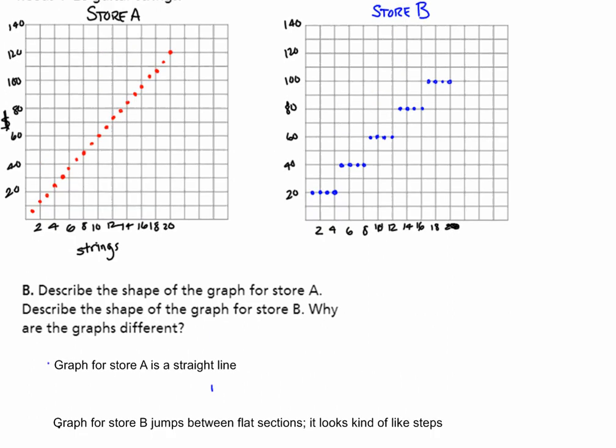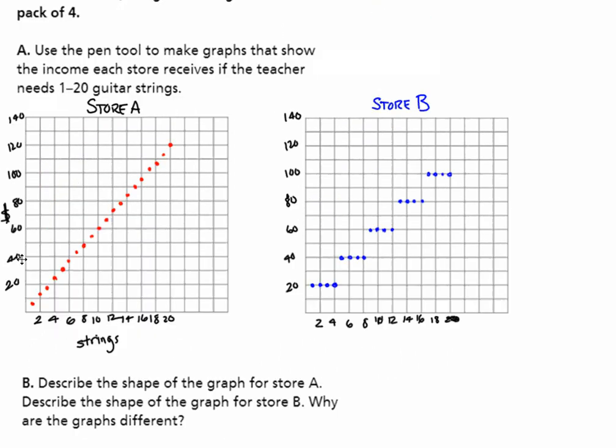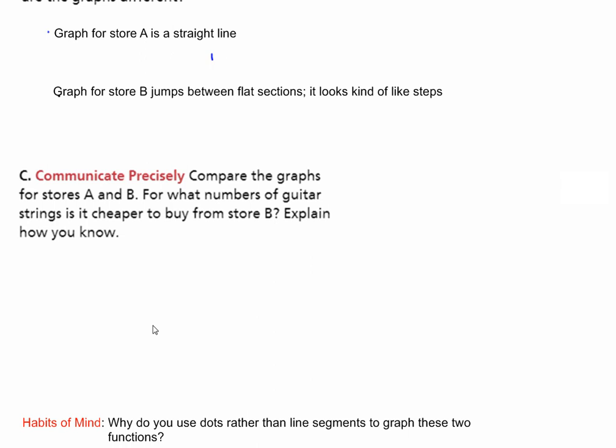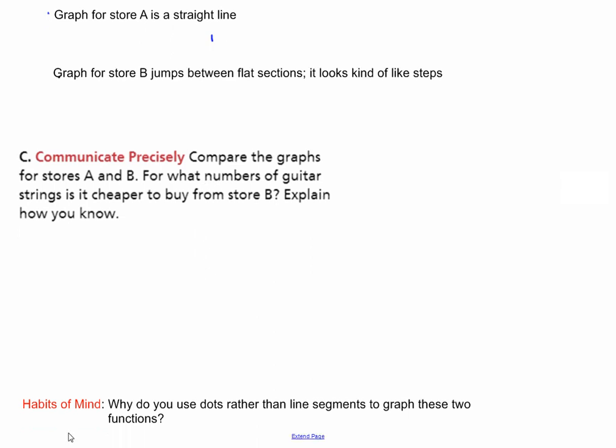So those are just two definitions. Why are the graphs different? Well, one is linear. Each price goes up per package, and here it goes up in groups of packages. So that's why they're different. Compare the graphs for store A and store B. For what number of guitar strings is it cheaper to buy from store B? We'll do this in class tomorrow, and we'll do habits of the mind in class as well. Okay? So go ahead and turn the page.